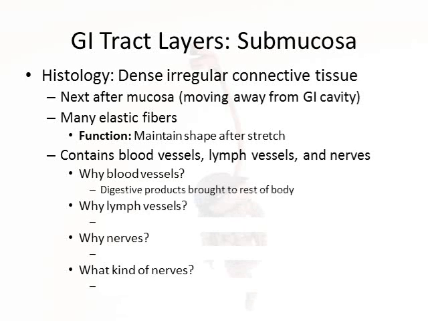We have blood vessels because that's going to help with digestive products being brought to the rest of the body. Lymph vessels because that's how we bring lipids into the body, and nerves because this is how we control smooth muscle. And these nerves are part of the autonomic nervous system.